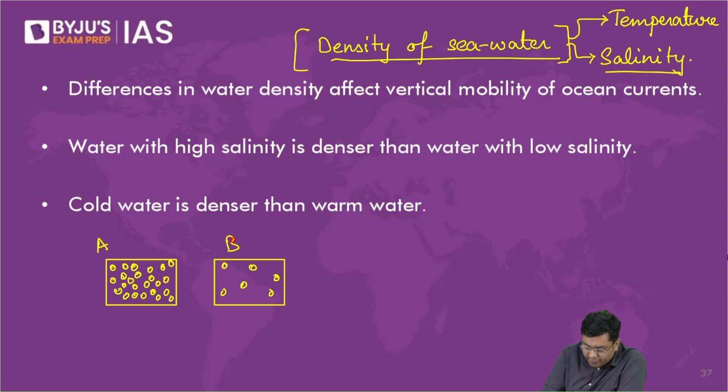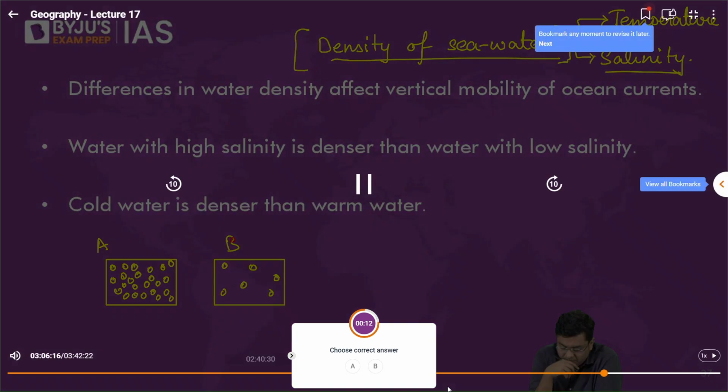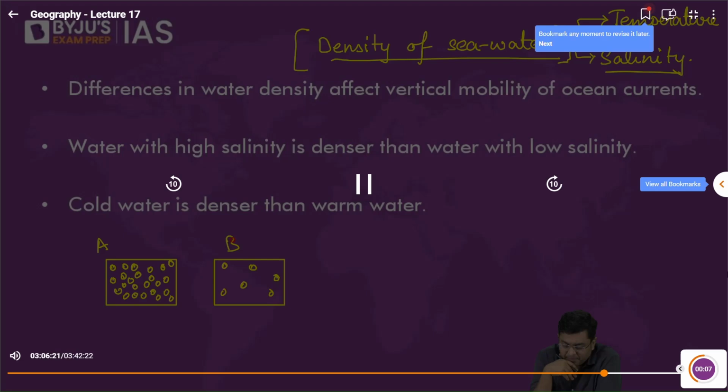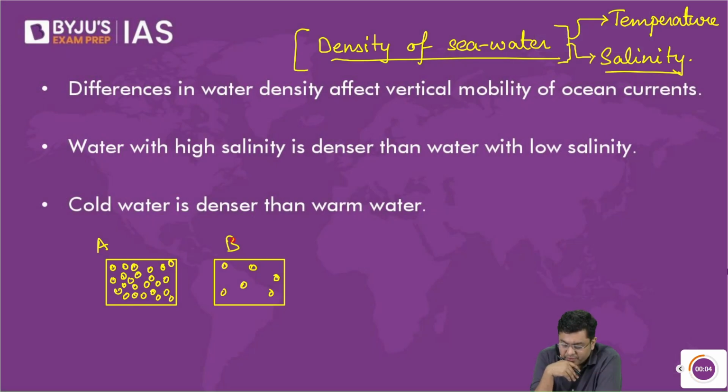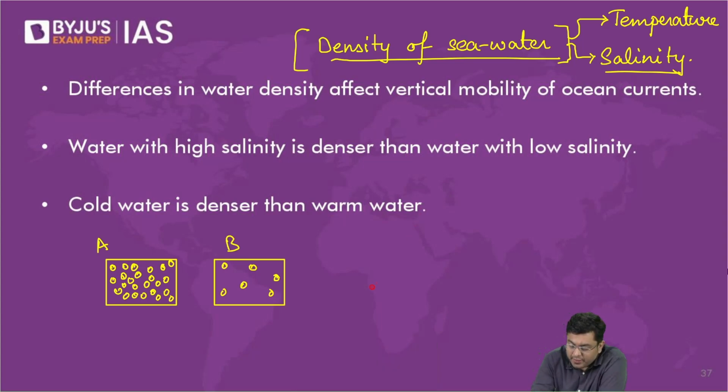Let me launch a poll, so that I get better visibility for you guys as well. So here, which will have higher density out of A and B? Obviously. So Harmeet, please take a look into what is density first. Okay. So we have a very small minority for whom density is not clear.